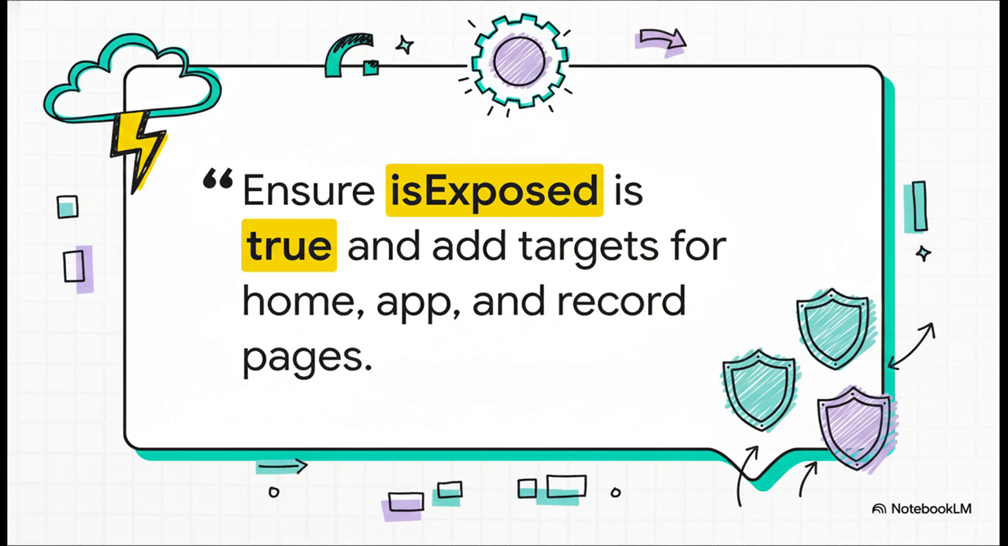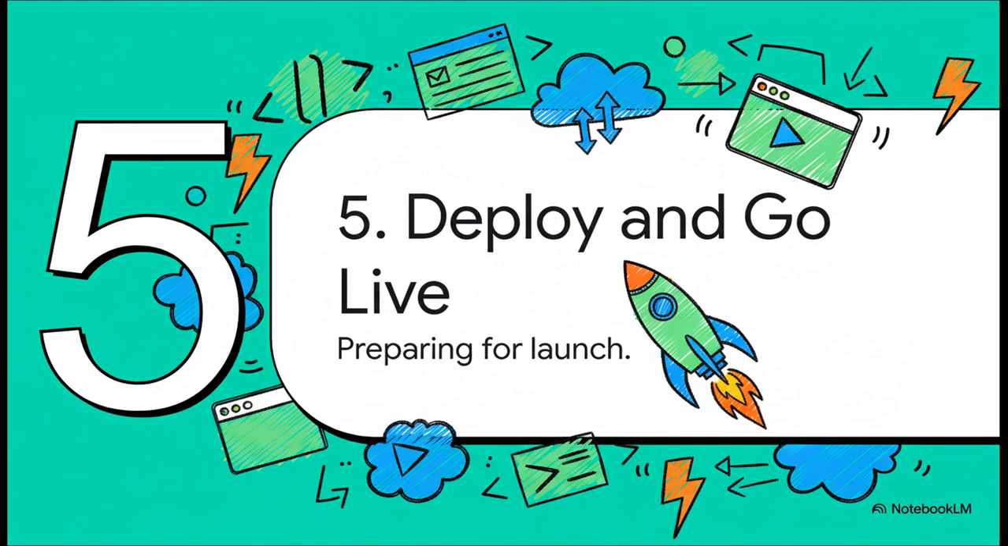Okay, last file. And this step is crucial. This is the metadata file. We have to do 2 things. First, we make sure isExposed is set to true. That makes our component visible to Salesforce. Then we add a few targets to tell Salesforce where we can put this thing, like on a home page, an app page, or a record page. And that's it. Our component is fully assembled. The code is in place, the configuration is set.